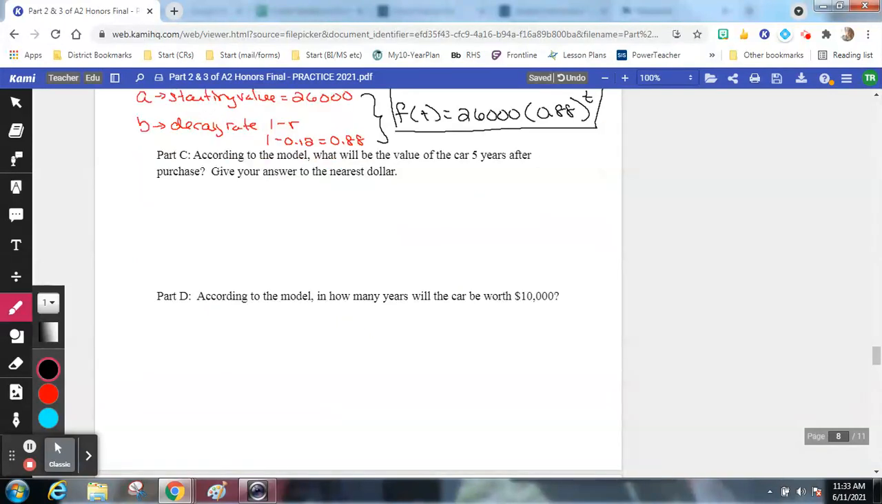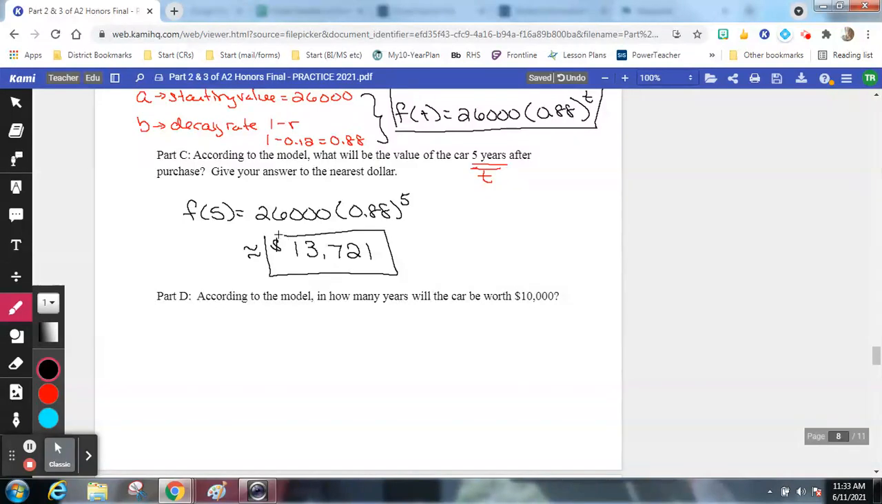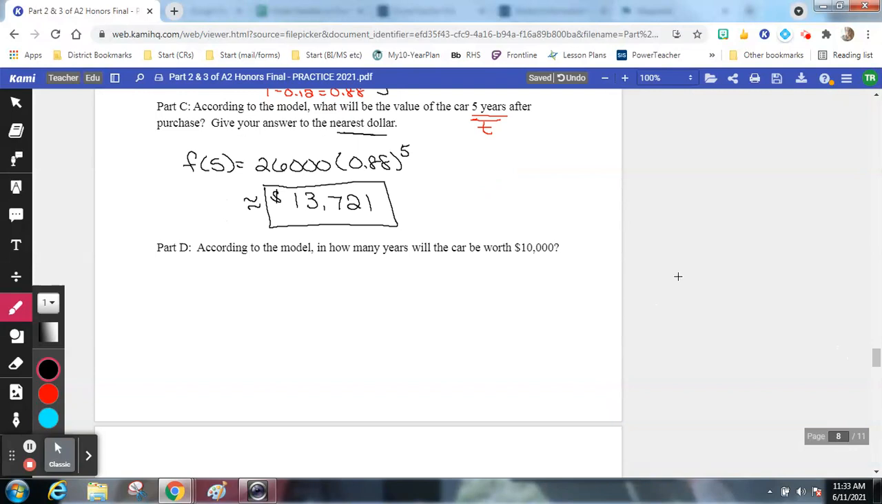All right, part C, according to the model, what will be the value after 5 years? That's a time frame. Give your answer to the nearest dollar. Okay, so that's just a matter of plugging in a 5 into that equation. You would pull up your Desmos calculator, put a 5 in. To the nearest dollar, it comes out to be about $13,721. Make sure, nearest dollar, you round to whatever they tell you. If they say round to the penny, round to a penny. But here's a dollar.